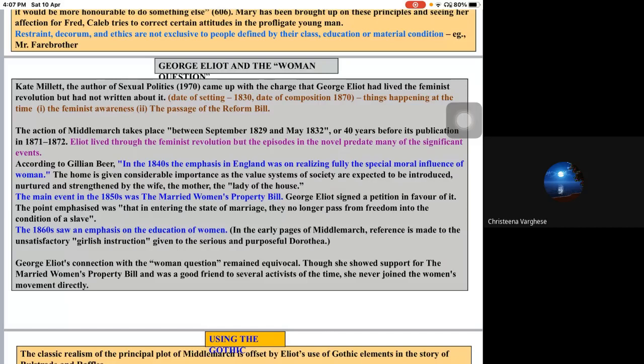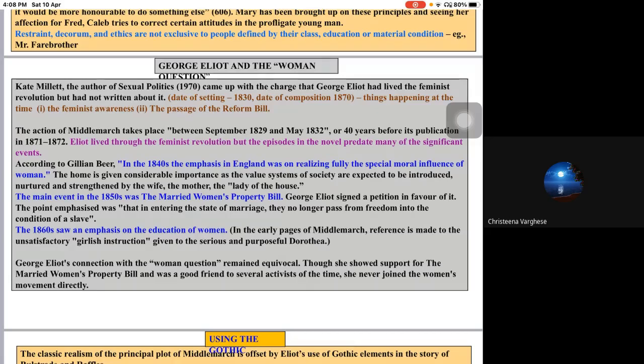The main event in the 1850s was the Married Women's Property Bill. George Eliot signed a petition in favor of it. The point emphasized was that in entering the state of marriage, they no longer pass from freedom into the condition of a slave. Until then, when a woman married, all that she had, all her belongings, would go to the husband. But with the passing of the Married Women's Property Bill, it was stated that when she enters marriage, she does not go from a state of freedom to a state of being a slave. So George Eliot also signed this petition for the bill to be passed.